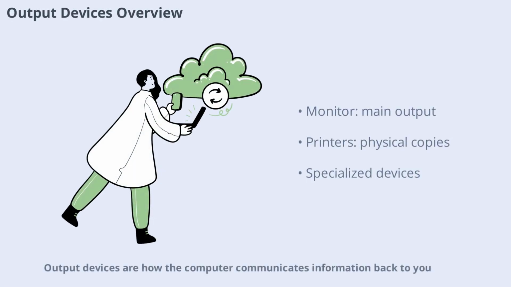Output devices are how the computer communicates information back to you. The monitor, or screen, is the primary output device, displaying text, images, and videos. Printers produce physical copies of documents, while other output devices like speakers and plotters serve specialized roles. Let's explore these devices in more detail.